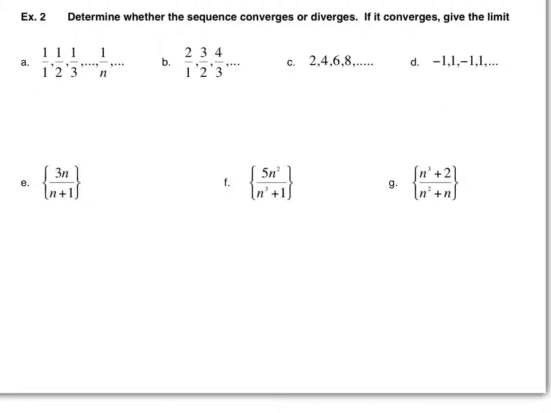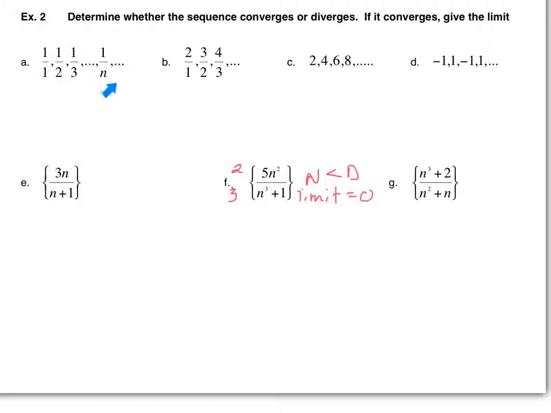All right, so finishing up where we left off yesterday for f, remember the degree of the numerator was 2 and the degree of the denominator was 3. So because the degree of that numerator was less than the degree of the denominator, what did we say the limit was going to be? 0. Yep.